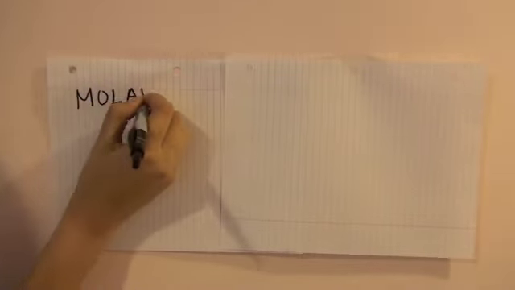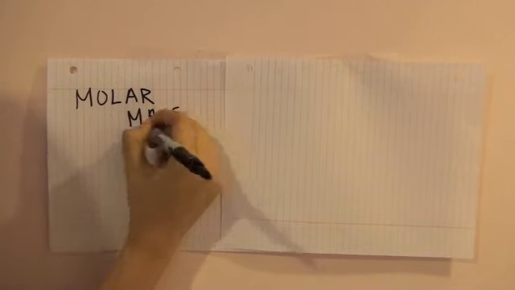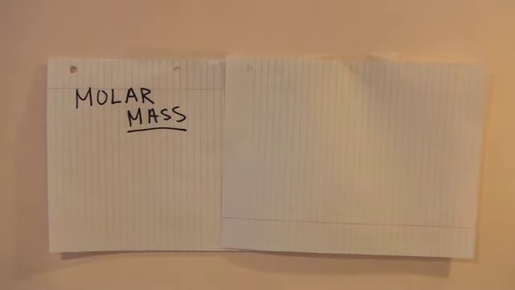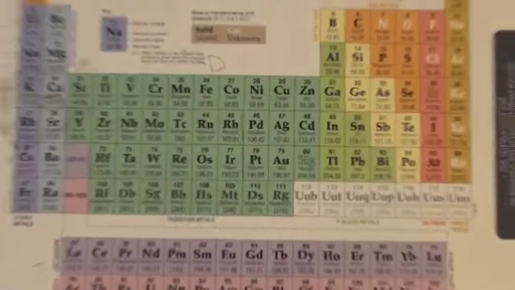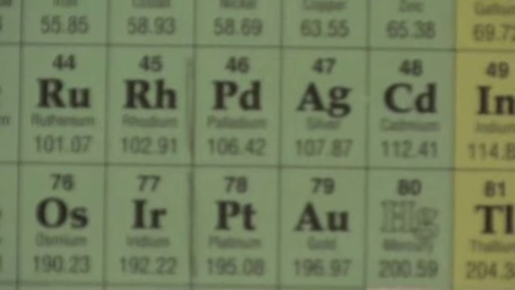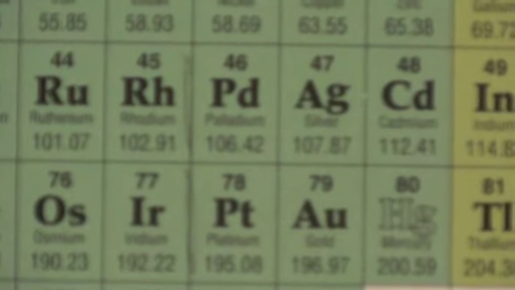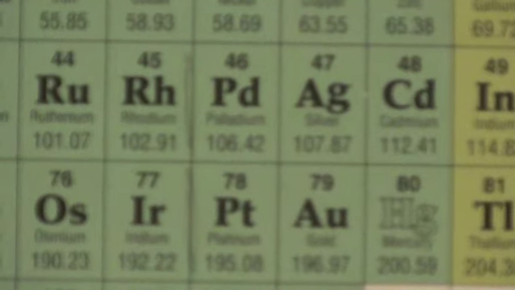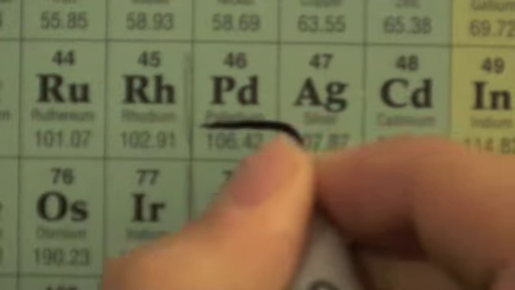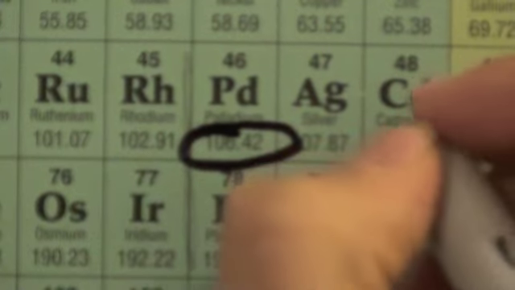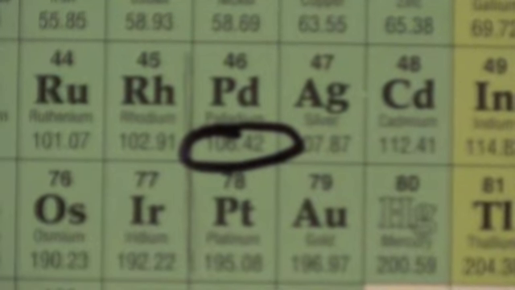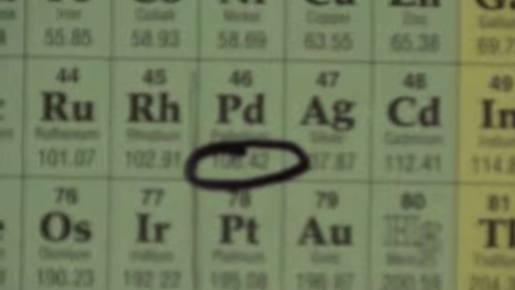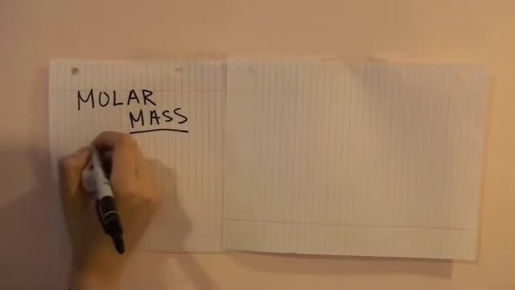Okay, so we are going to be talking about molar mass. And molar mass is the mass in any 1 mole of any given compound or element. So let's say, for example, we wanted to find the molar mass of palladium. We have to look at our periodic table and we can see the molar mass is right there in the atomic mass, which is 106.42 grams per mole. So what if we wanted to find something a little bit more complex, like CaCl2?